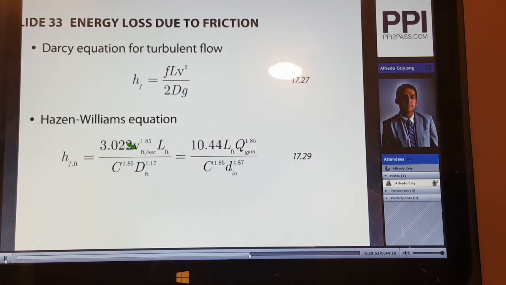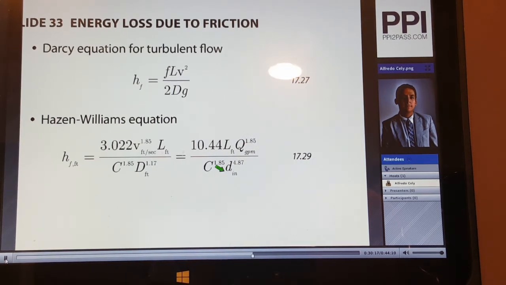Velocity needs to be in feet per second. Length needs to be in feet, and diameter needs to be in feet for this equation to be applicable. For the second equation, the length needs to be in feet, the flow needs to be in gallons per minute, and the diameter needs to be in inches. There are many other forms of the Hazen-Williams equation, using metric units, and using different units for velocity and different units for flow.